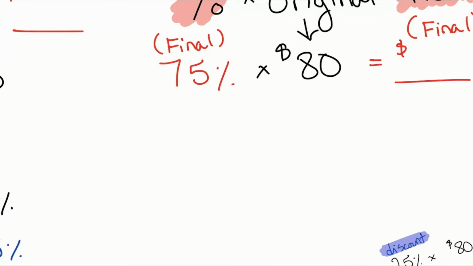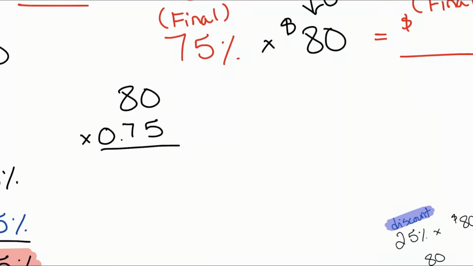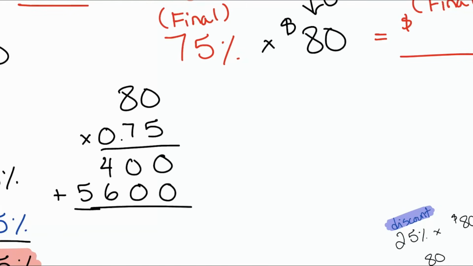We have 80 multiplied by 0.75. And here we go. 0 times 5, that's going to be 0. 8 times 5, that's going to be 40. Then we'll draw a 0 there, move it to the next line. 0 times 7, that's going to be 0. And 8 times 7, that's going to be 56. Look at what just happened.